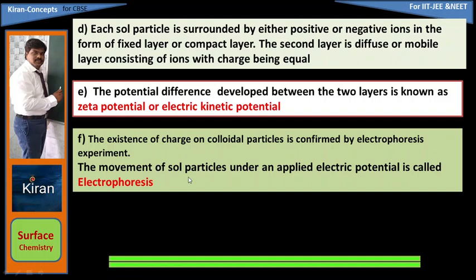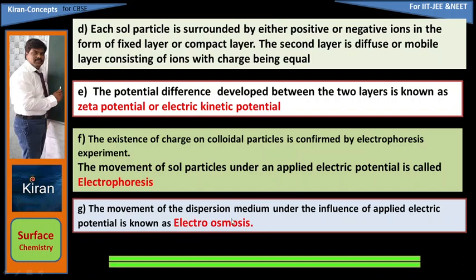The movement of sol, meaning colloidal particles, under an applied electric potential is called electrophoresis. Due to the presence of electric current, the colloidal particles move from one place to another. This phenomenon is known as electrophoresis.